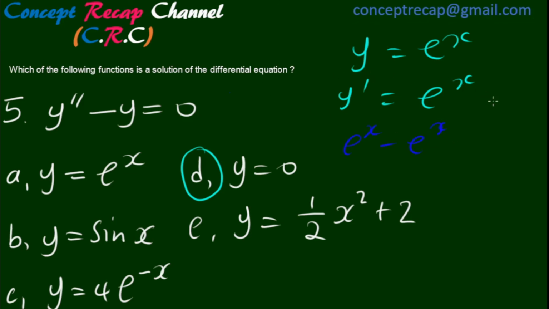Y prime is also e to the x. I just jumped one step. You can do that, and then this gives you 0. E to the x minus e to the x gives you 0, so this is also a solution. You can try the others and see if they are solutions as a way of practice.